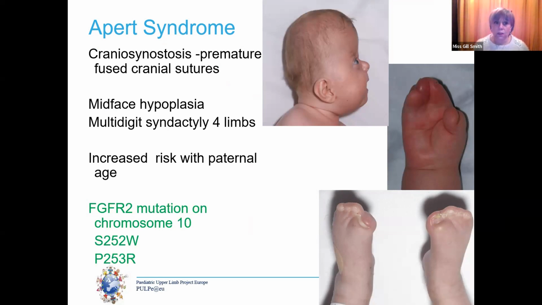Apert is more common with increasing paternal age, and there are two main mutations of the FGFR2 gene on chromosome 10. One is inclined to have cleft lip and palate, or cleft palate, associated with it, and that one on the whole has better hands, and the one that doesn't have it on the whole has worse hands. They used to say good hands, bad face, and vice versa. It's not entirely true, but it's a little bit that way.